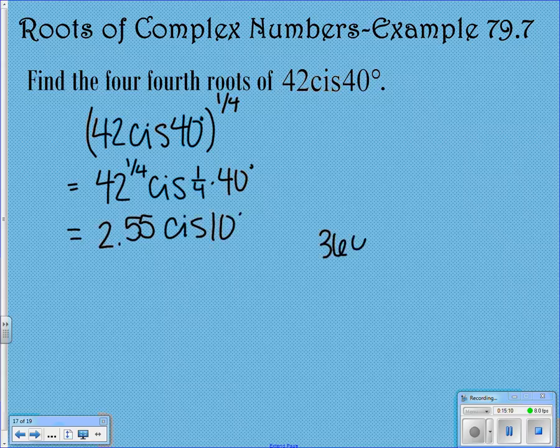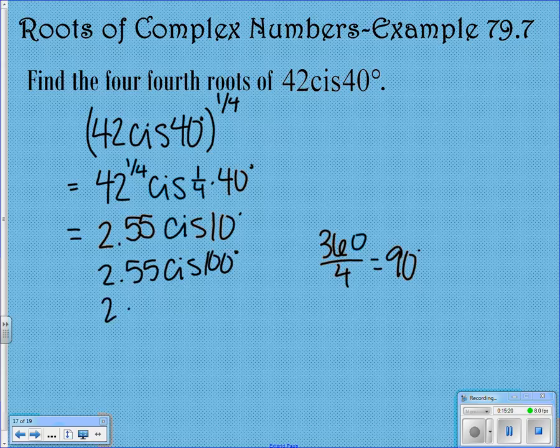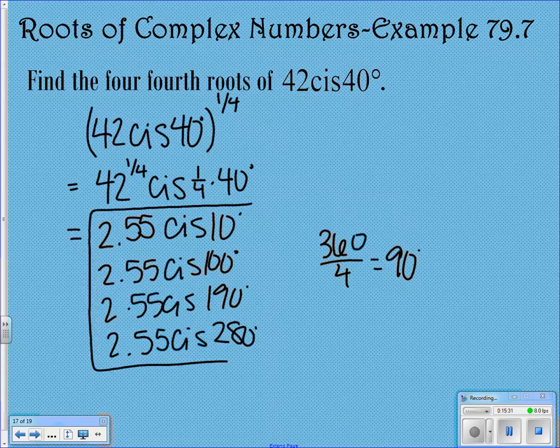Now we do 360 divided by 4, and that gives me 90. So I'm going to have 2.55 CIS 100 degrees, 2.55 CIS 190 degrees, and then 2.55 CIS 280 degrees. And so those would be your 4 fourth roots. So that's basically how you use De Moivre's theorem to find complex roots of complex numbers. You're dealing with your roots. So hopefully that makes sense to you.